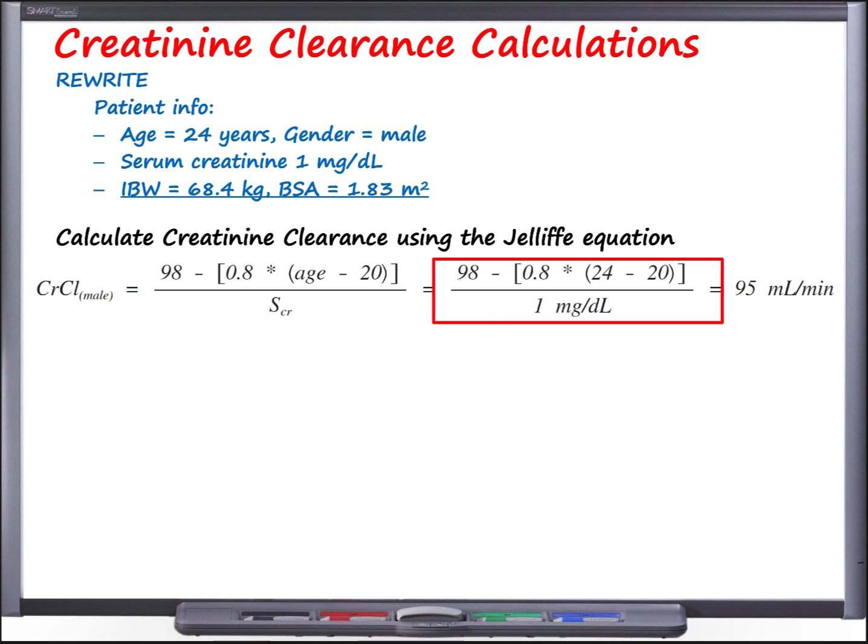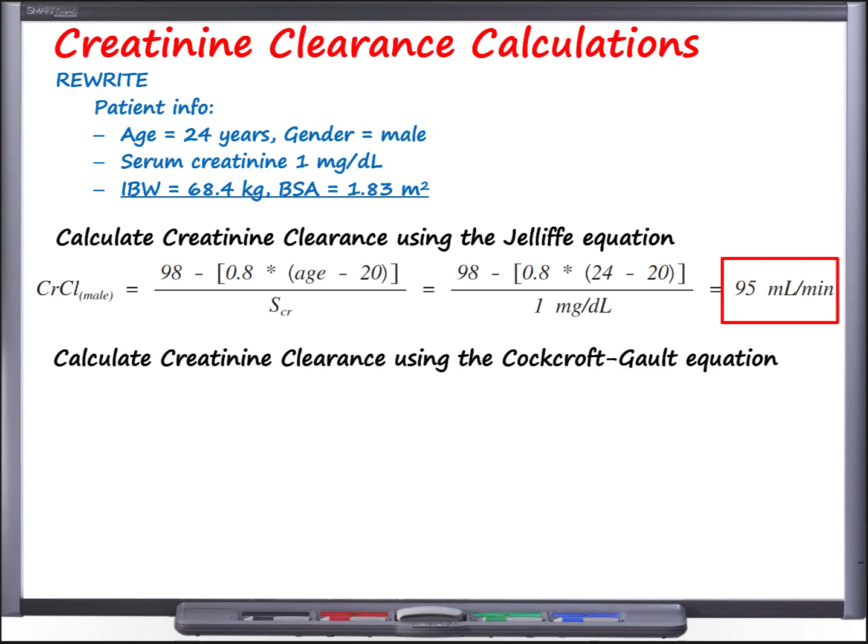So, if we do that for this patient, we would be taking 98 minus 0.8 times, reminder, this patient was 24 years of age, so you would take 24 minus 20, so that would be 4 times 0.8, that subtracted from the 98, and then divided by the serum creatinine here, which was 1 milligram per deciliter, would give us a total final value of 95 milliliters per minute. And the units for these creatinine clearance calculations are in milliliters per minute. So hopefully you could set up those numbers and solve that math. That's just part of this course, to be able to plug and chug your numbers carefully and accurately in your calculator.